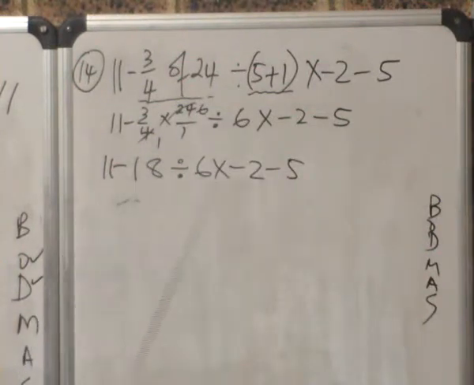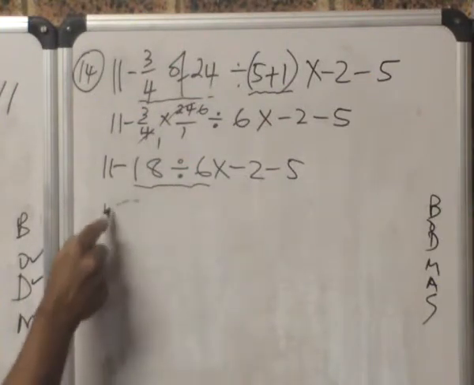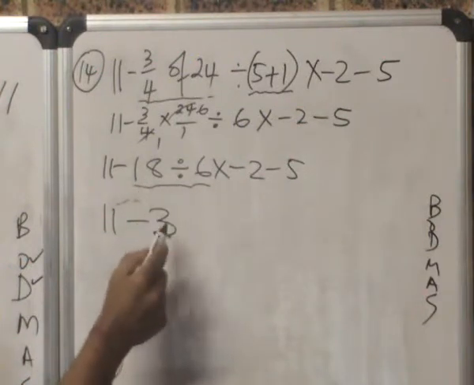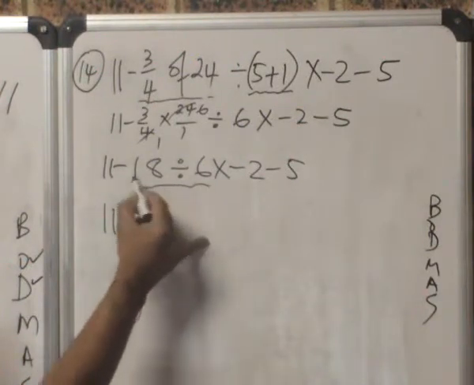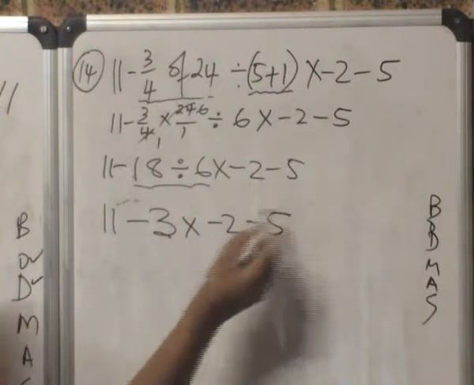Now, back to BODMAS. You've got no brackets, you've got no of, but you've got a division. So let's do the division. So there's your division. So it's 11 minus 18 divided by 6 is 3. So that gives you 3 times minus 2, minus 5.